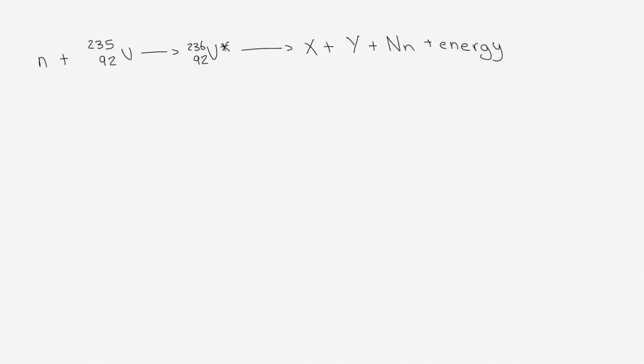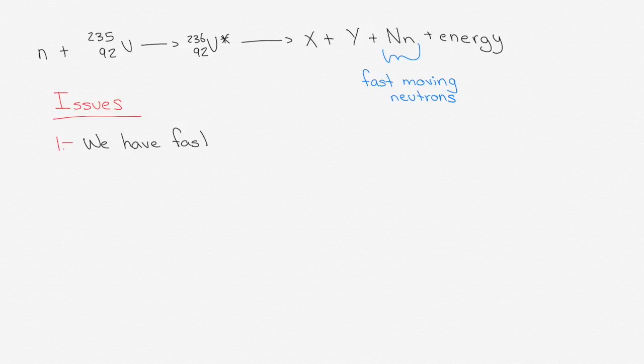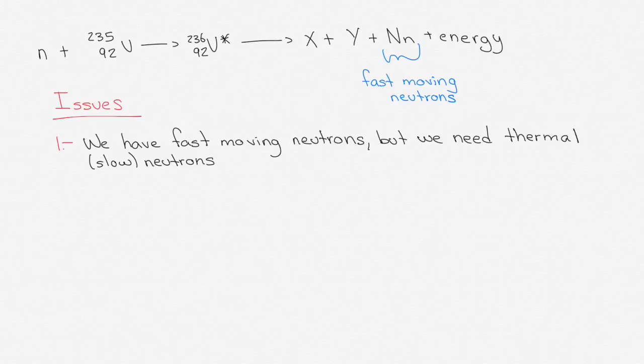However, if we want to apply this reaction in a nuclear reactor, we have 2 problems. 1, the neutrons that are emitted during the fission are high energy neutrons. This means that they travel at a very high velocity. However, for the nuclear fission to occur, we need thermal neutrons. These have to be slow-moving neutrons.